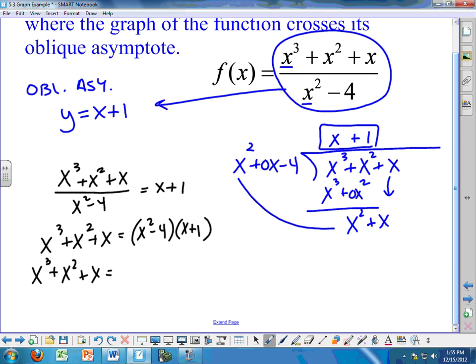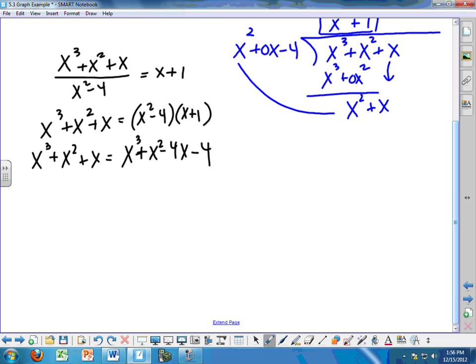By FOIL here, looks like another x cubed plus x squared minus 4x minus 4. Had to be careful with that multiplication. I'm extremely happy to see that these first two terms cancel out, leaving me at x equals negative 4x minus 4, or 5x equals negative 4. And there we go again. We found our spot, negative 4/5.